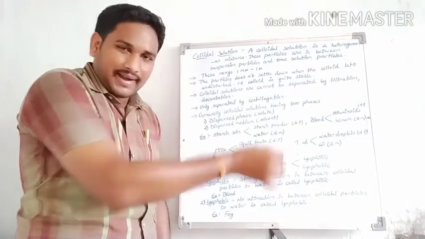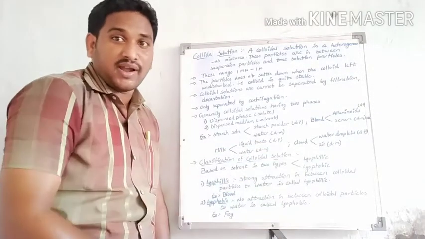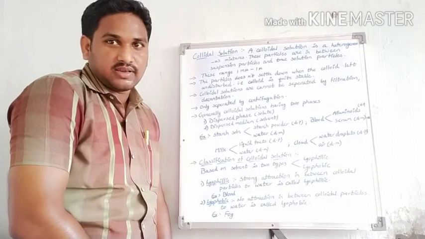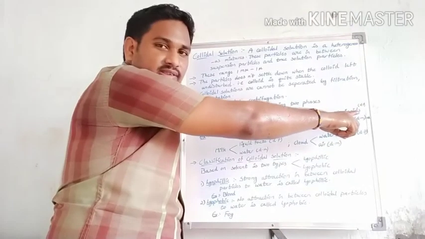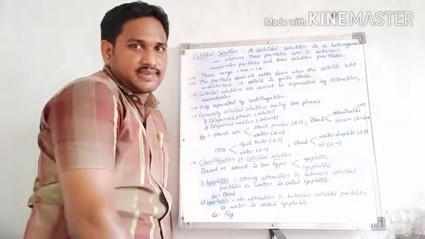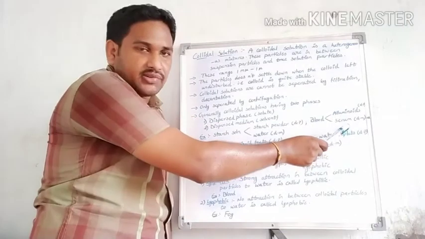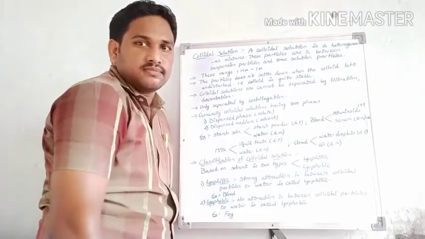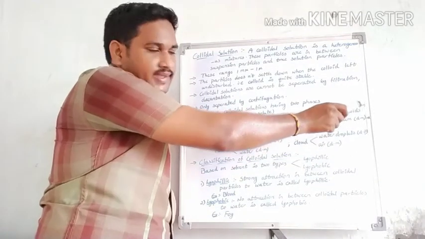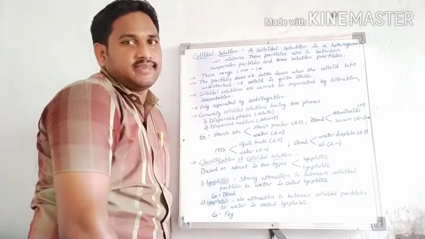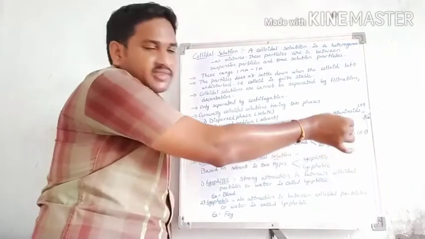And one more, blood. Generally blood is one type of colloidal solution. In blood there are albuminoids, which are one of the solute particles. These albuminoid particles are dissolved in serum. The albuminoid particles act as the dispersed phase, and serum acts as the dispersion medium.